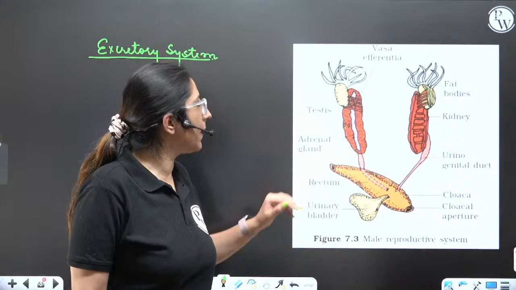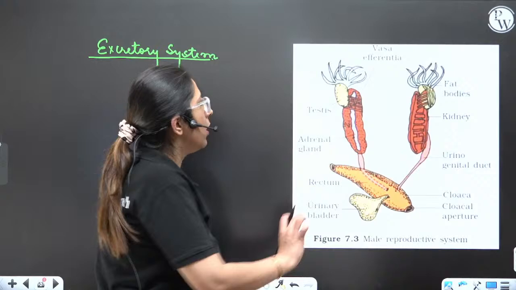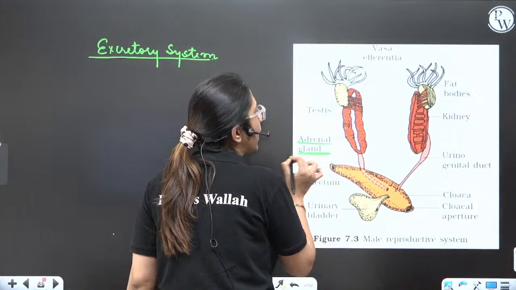On the one side, they have tried to show the male reproductive system also. But just focus that the kidney looks like this. For the excretory system, you have to focus on the diagram given on the right side. So, kidneys look like this. Here, on the anterior part of the kidney, the adrenal gland is present. Here, they have an adrenal gland like this.